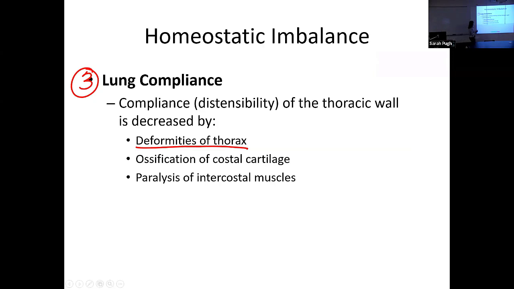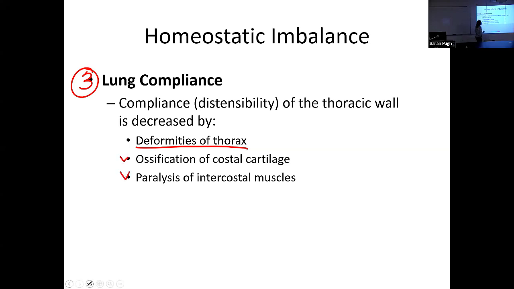Other things would be like ossification of costal cartilage. If costal cartilage, remember, this is all the cartilage up in here that connects the ribs to the sternum. If that cartilage either calcifies and gets hard, or if it gets turned into bone and ossifies, that means that your ribs can no longer pivot up when you breathe in. That means that you're decreasing your lung compliance. That thoracic cavity is not going to be able to stretch as much.